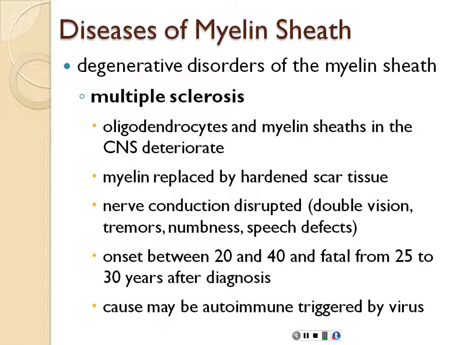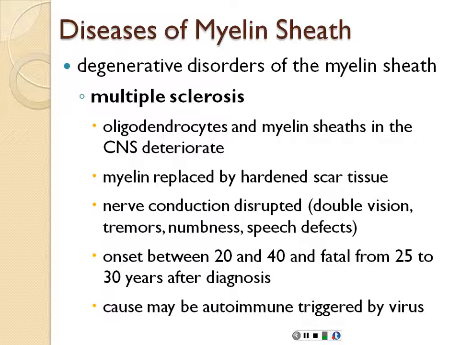Speeding up the signal. So if we start losing myelin, what happens? The signal slows down. In MS, the oligodendrocytes and myelin sheaths in the CNS start to deteriorate, and myelin is replaced by hardened scar tissue. That's what the sclerosis means. And the nerve conduction is disrupted.